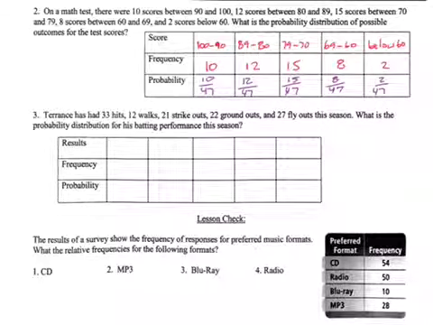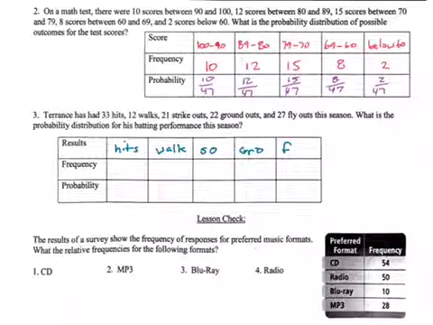Question 3, same idea. Terrence has had 33 hits, 12 walks, 21 strikeouts, 22 groundouts, and 27 flyouts this season. So he's playing baseball. What is the probability distribution for his batting performance this season? So we're just going to account for each of those different options. We've got hits, walks, strikeouts, groundouts, and then flyouts.